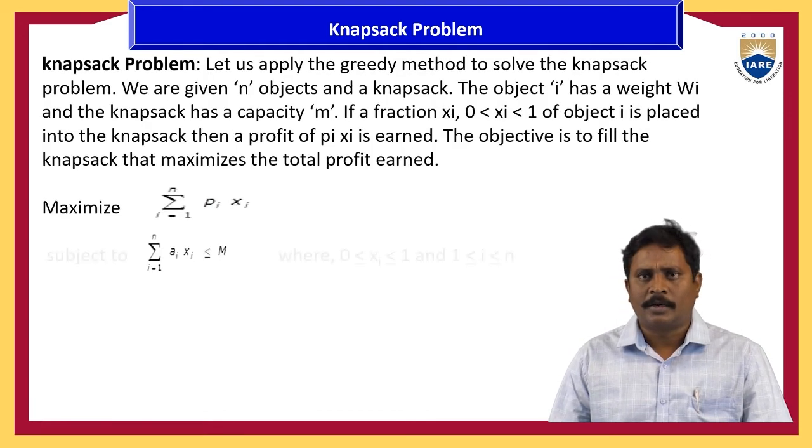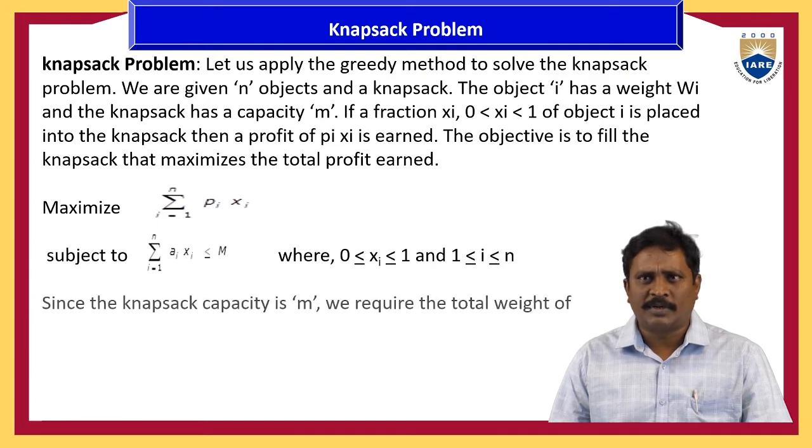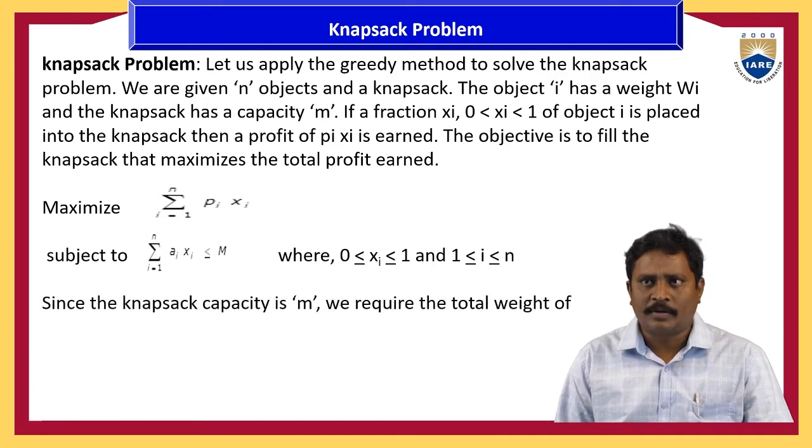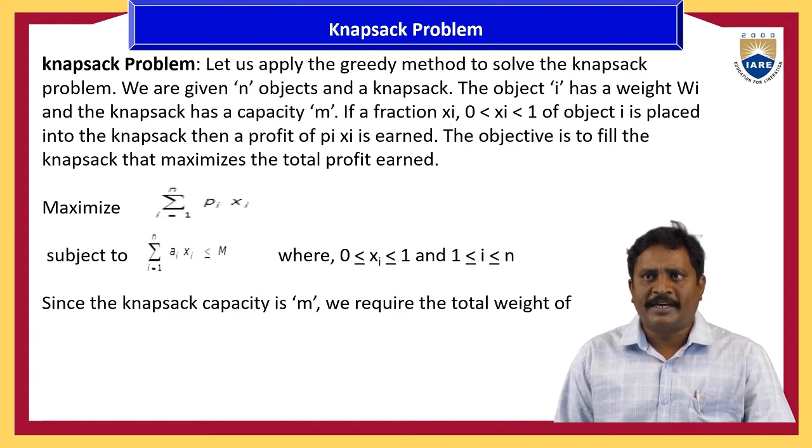Next, this is the general procedure of the knapsack problem. Let us apply the greedy method to solve it. We have n objects and a knapsack. The object i has a weight Wi and the knapsack has a maximum capacity M. If a fraction xi, whose value lies between 0 and 1, of object i is placed into the knapsack, then the profit is pi xi. The objective is to fill the knapsack so as to maximize the total profit.